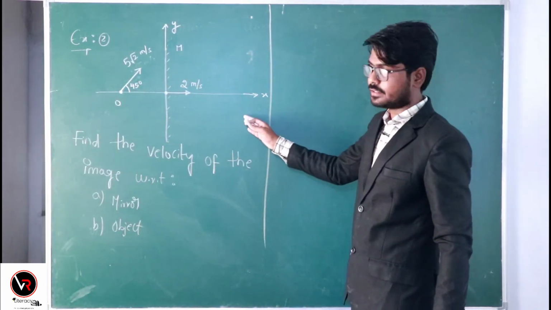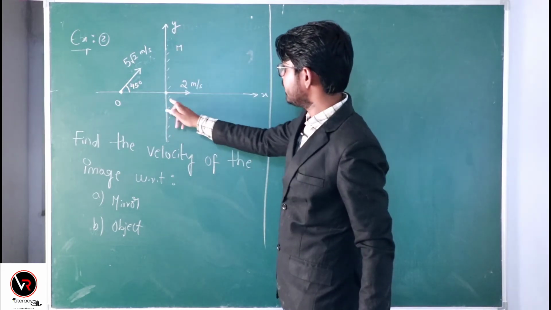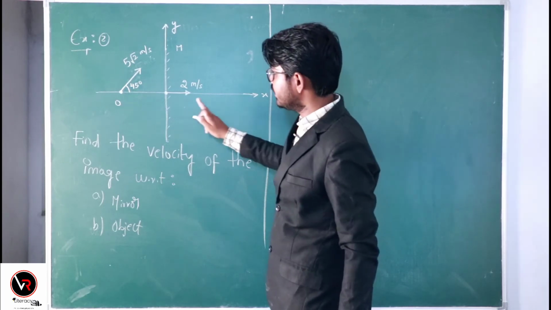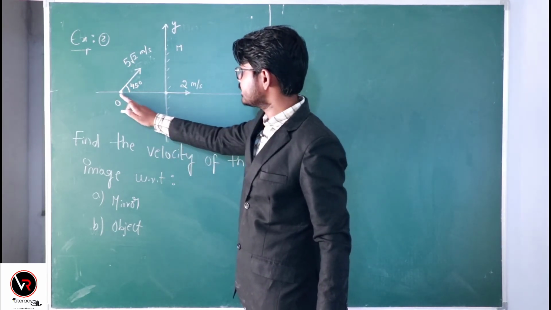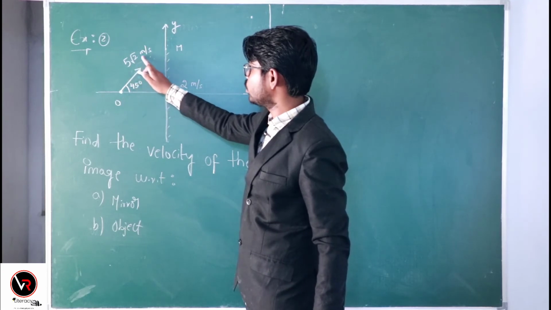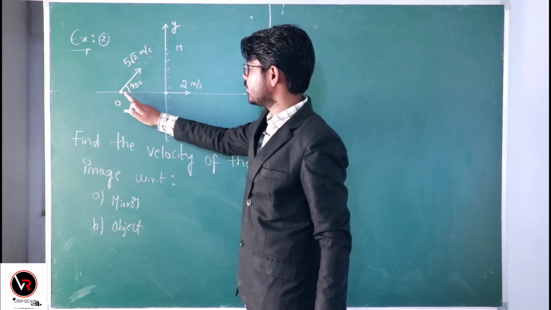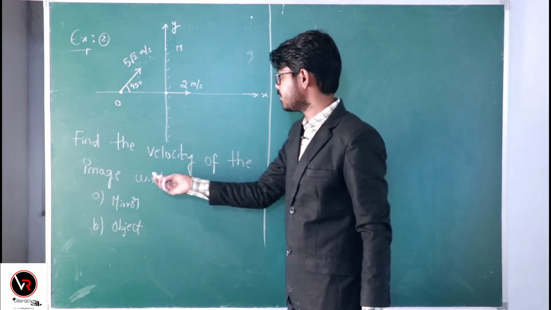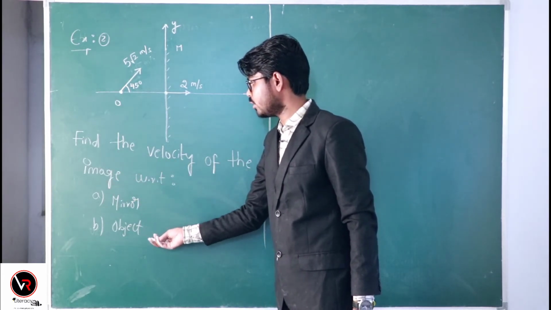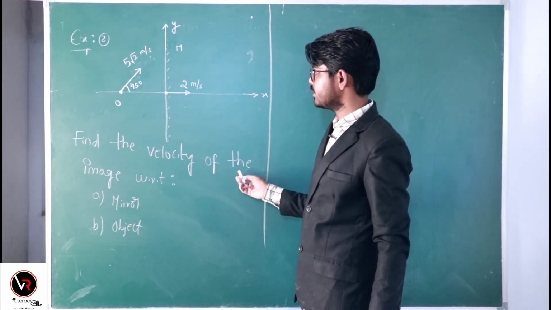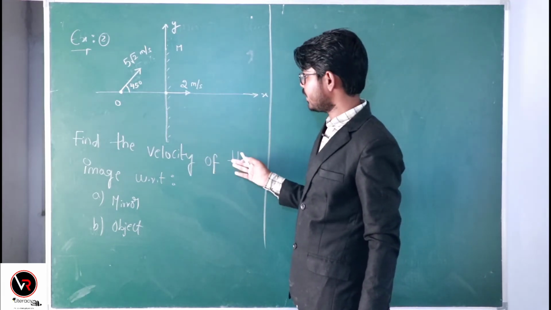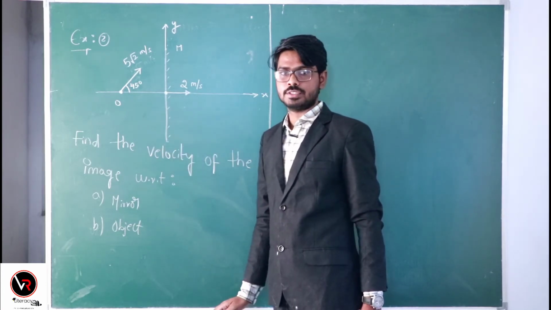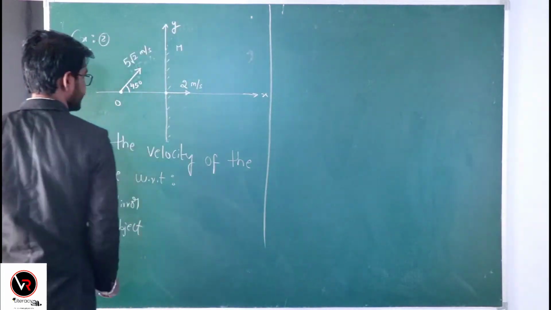So all of you look at the figure. See, the plane mirror is moving with speed 2 meter per second along positive x direction, and the object in front of the plane mirror is moving with speed 5 root 2 meter per second at an angle 45 to the horizontal. So find the velocity of the image with respect to mirror and object. We have to find the velocity by using the above diagram. Okay, so let us solve.